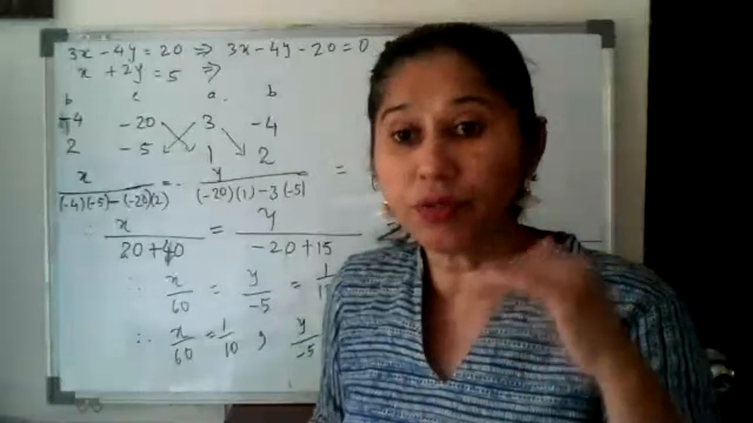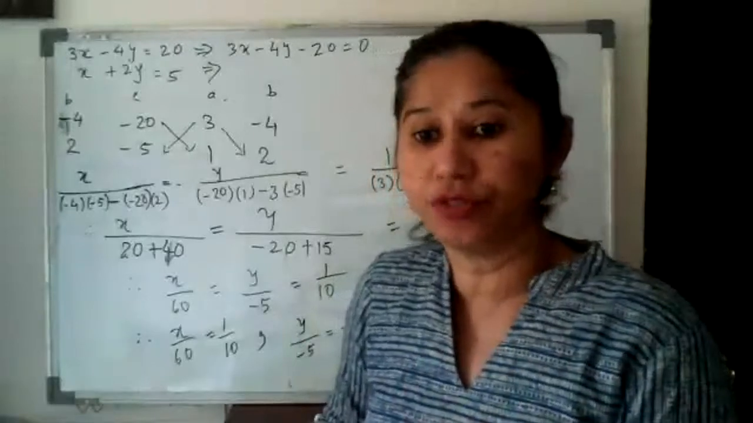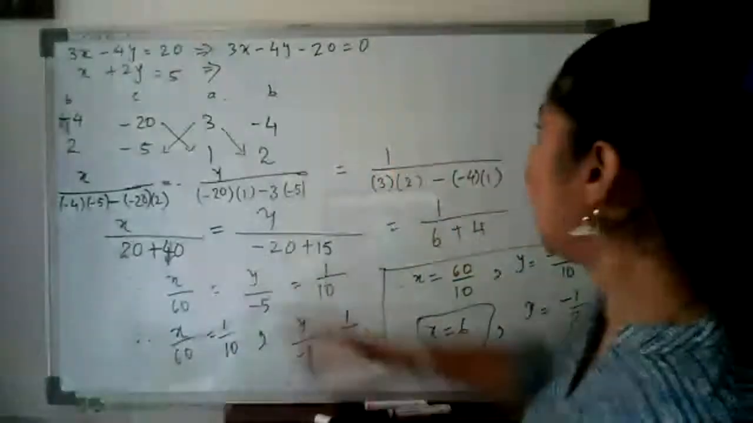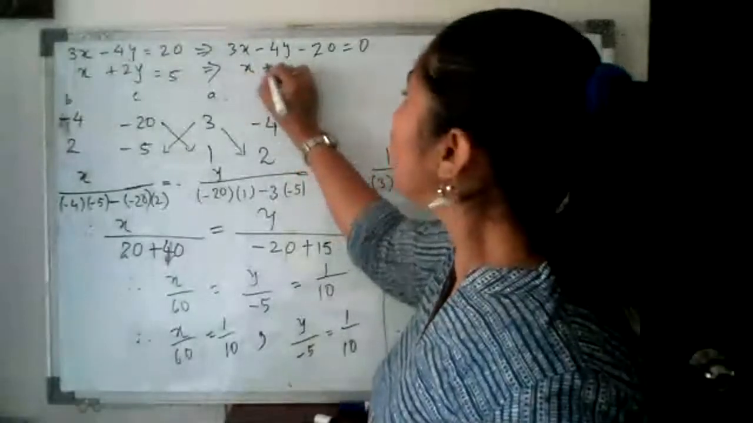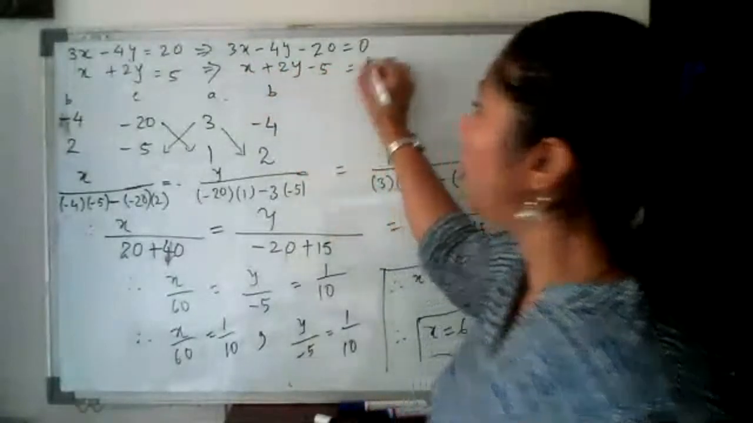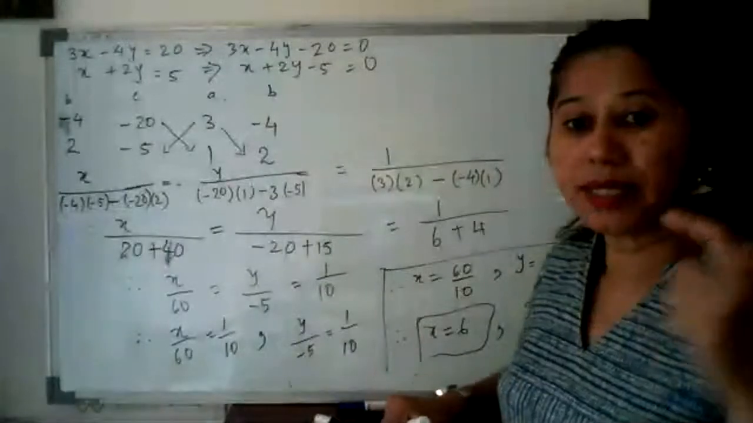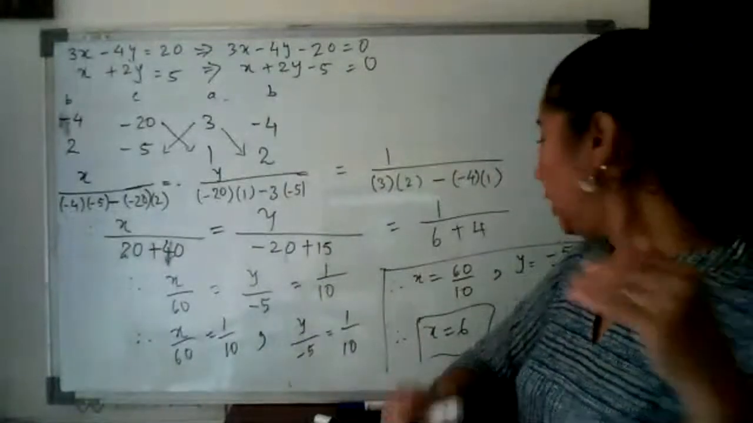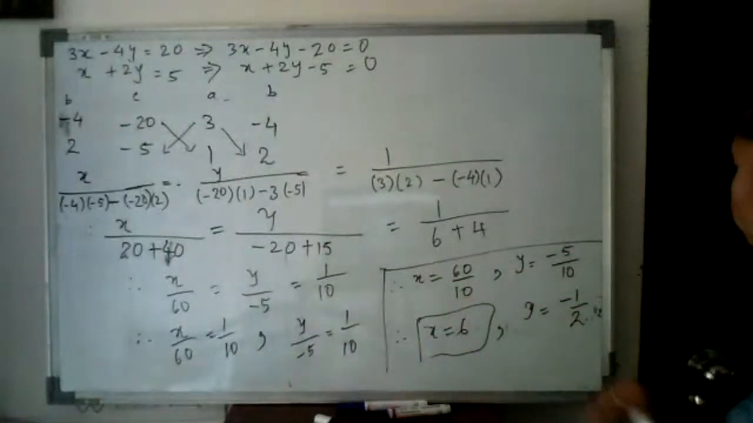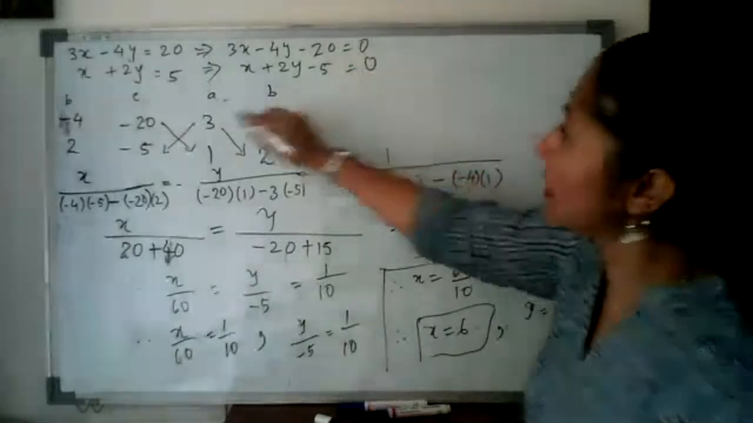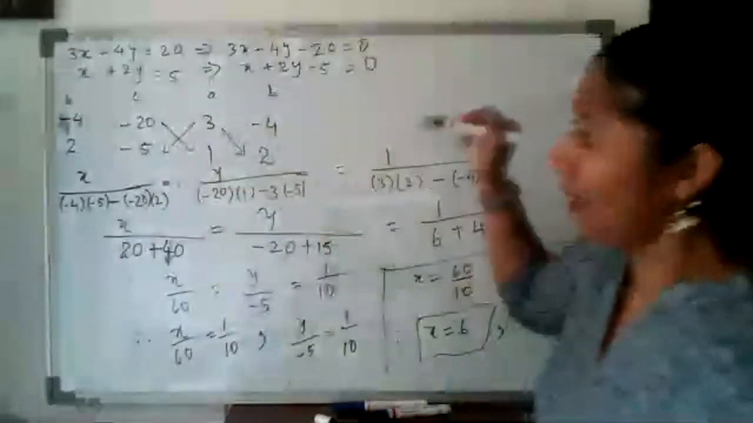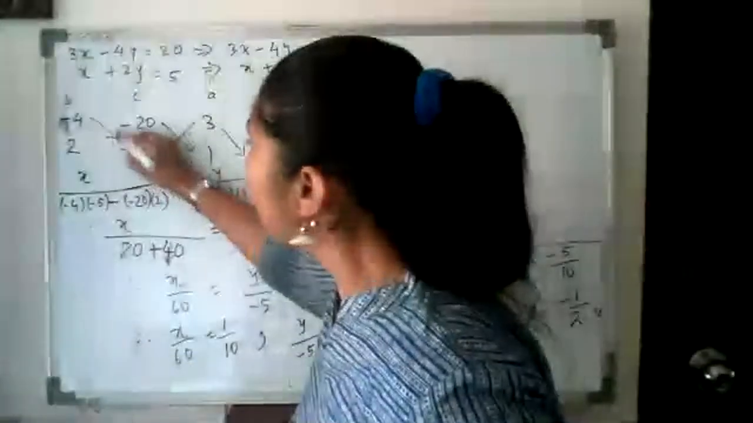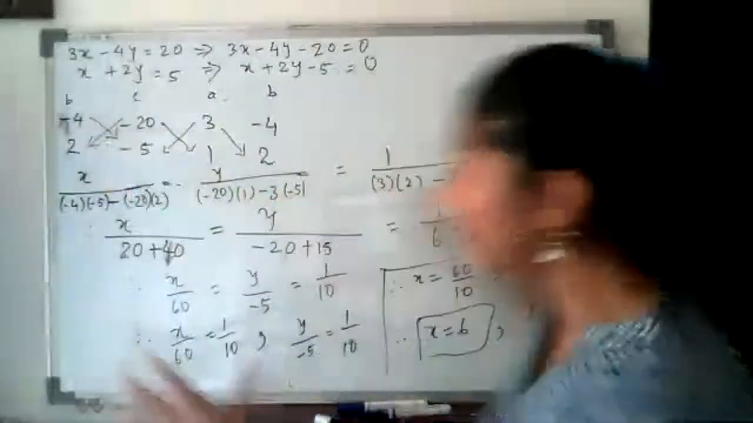Fine. That way you will remember it easily, with no confusion. Okay, so we get this as x plus 2y minus 5 is equal to 0. Now you write the values, and as I told you before, b, c, a, b. So you get this form, and then you have to do cross multiplication with subtraction. So this is the arrangement.